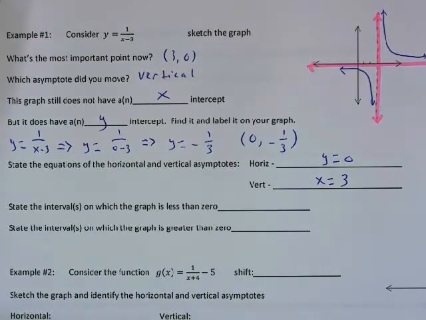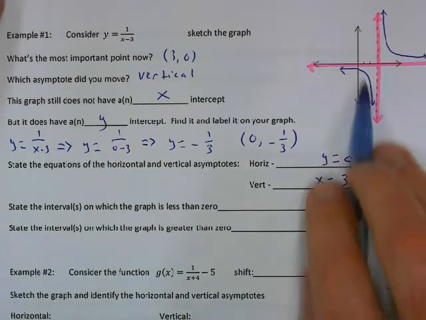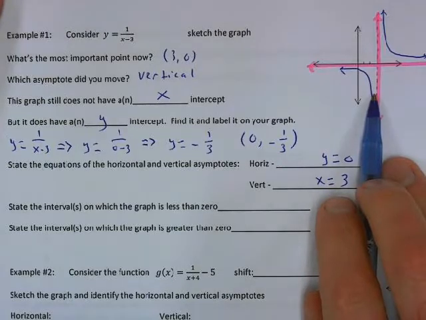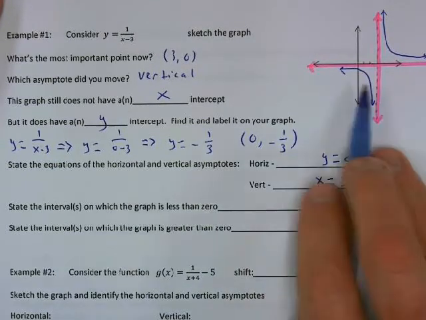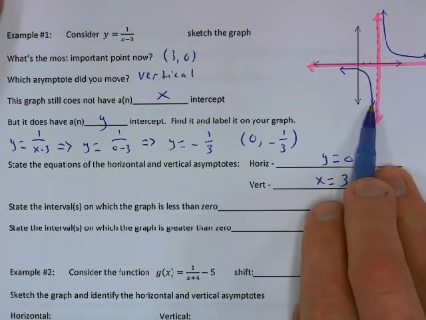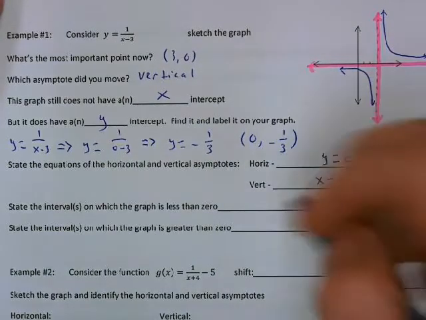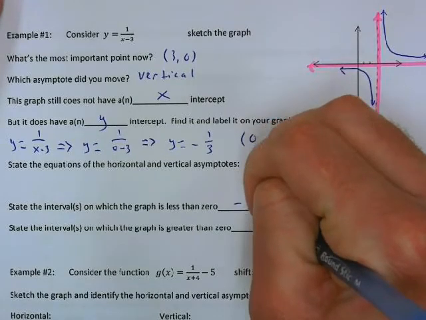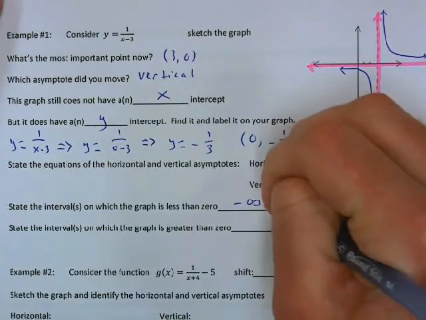So where's our function below the x-axis? Where is it negative? Well, this piece here again. And then where is that from? From what x value to what x value? Well, from negative infinity up to our asymptote. It's always going to be up to the asymptote. Okay, so then it's going to go from negative infinity up to positive 3.